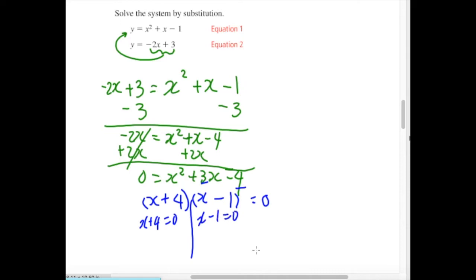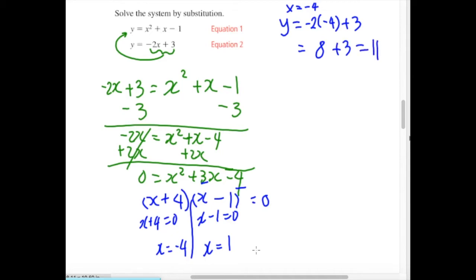So we're going to set both binomials equal to 0, and we have x is equal to negative 4 and 1. So we're going to use the easier equation, which is equation 2, to plug in those solutions of x to find the y values. We have the first one, negative 4, will become 11. So your y value is 11 for the x value, negative 4. So your answer is negative 4, comma, 11.